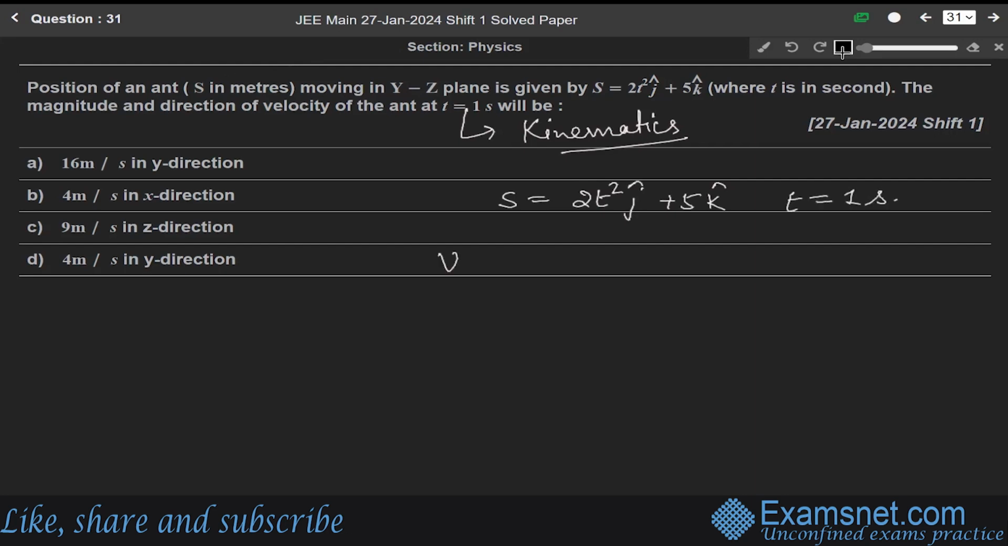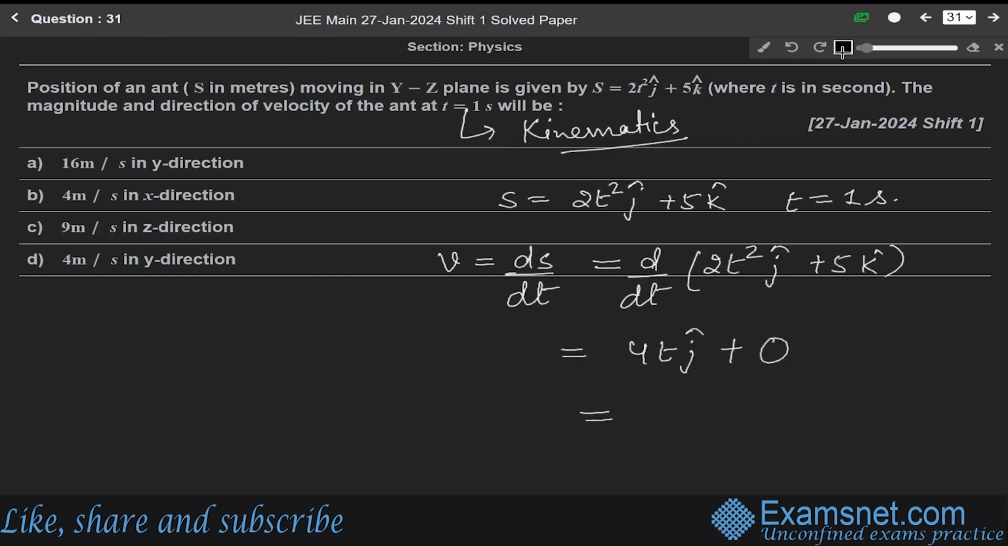We know that velocity equals ds over dt. So it will be d by dt of 2t square j cap plus 5k cap, which equals 4t j cap plus 0. And t is given as 1 second, so it will be equal to 4 j cap, in the positive y direction. So our correct answer is option D, 4 meter per second in y direction.